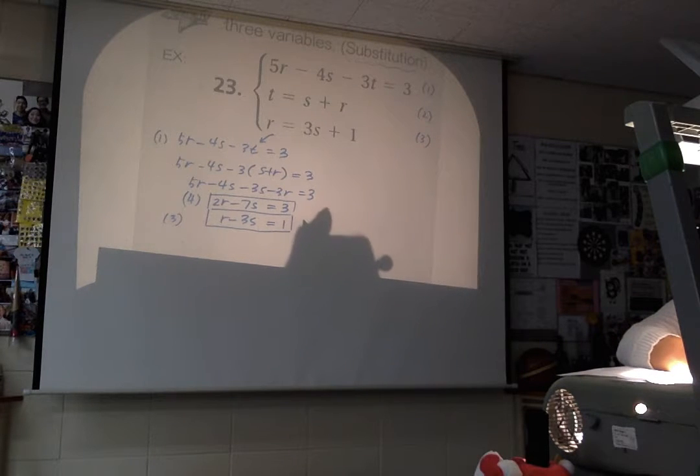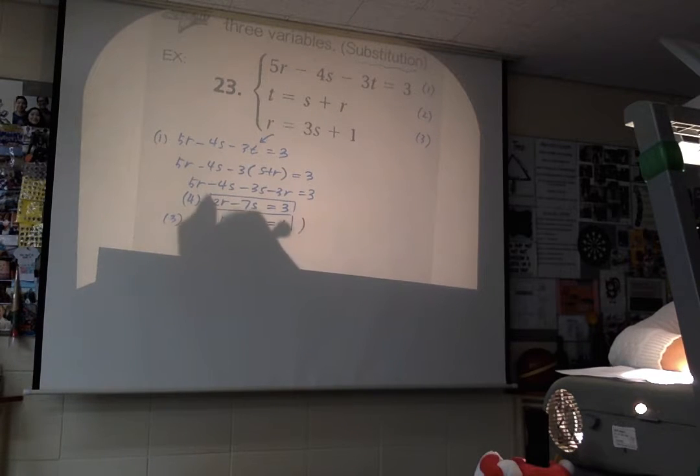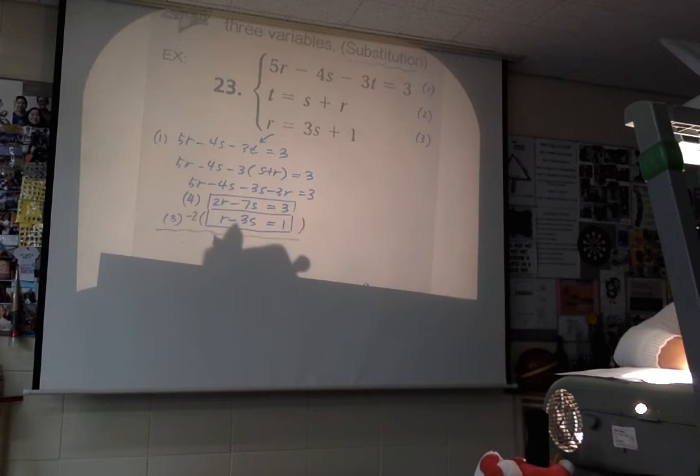So we're going to multiply this by negative 2. But however you want to now, okay? So I'm going to rewrite these so it's very easy for us to see. 2r minus 7s equals 3. Negative 2r plus 6s equals negative 2.